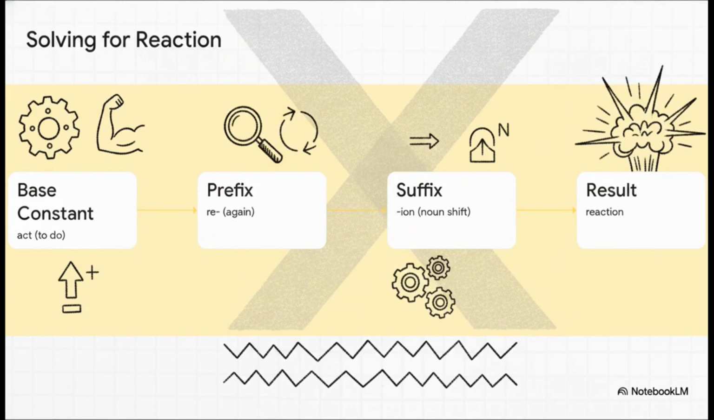We start with our constant, the root word act, which simply means to do. Then we add our prefix, re, which means again. Finally, we tack on our suffix, ion, which physically shifts our action into a noun. You put all of that together, and we've mathematically built the word reaction. By identifying that root first, you can instantly grasp the core intent of the message.